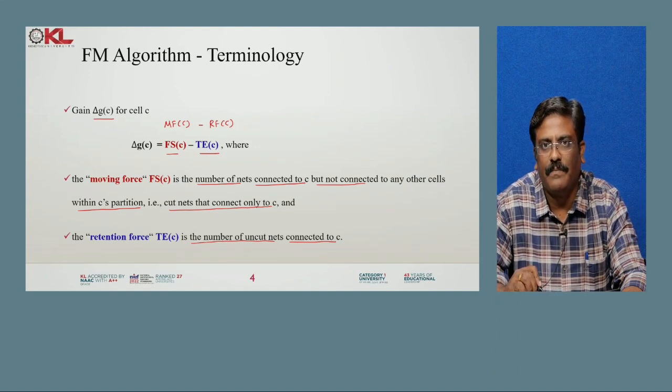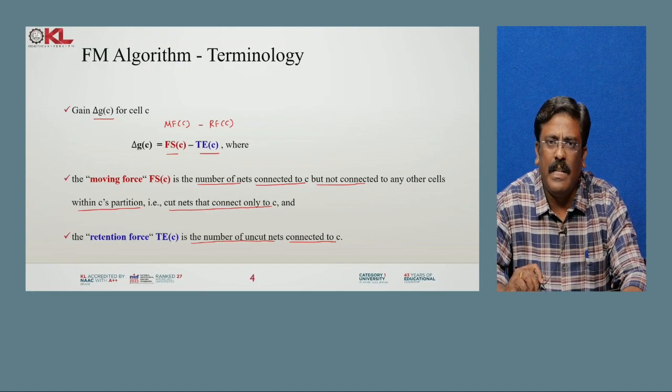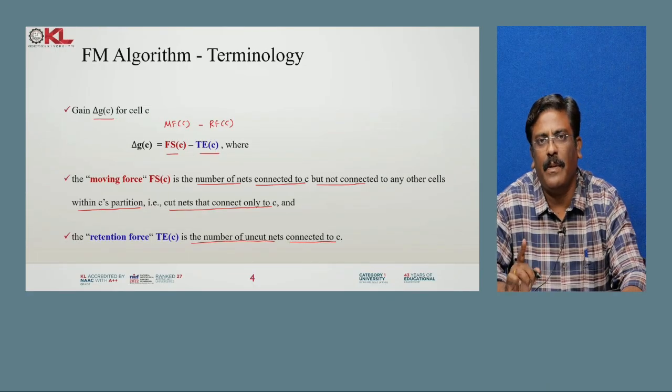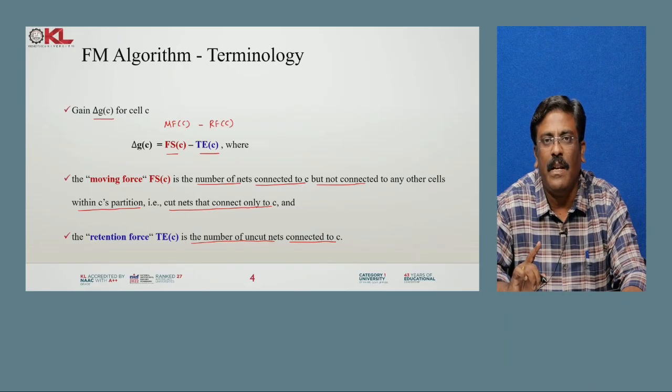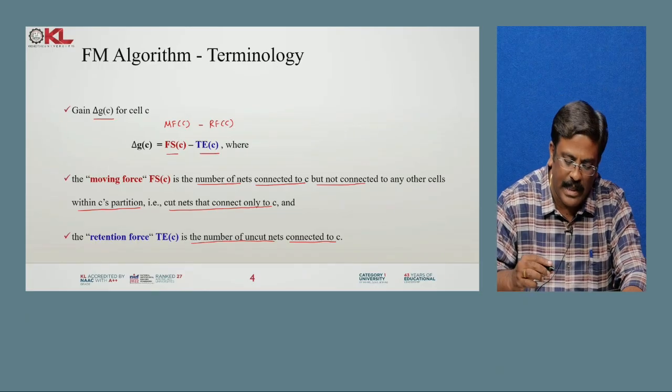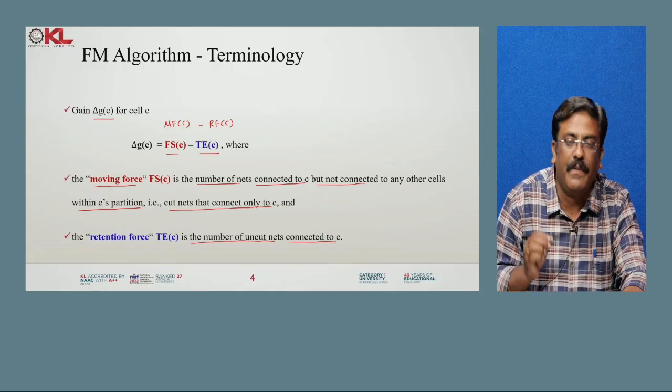So what the moving force indicates here is the benefit we can get if we move that specific cell from one partition to the other partition. We should carefully note that in the FM algorithm only a single cell is moved at a time between partitions, so no pair swapping happens here. So if I move that particular cell from one partition to another partition, what is the benefit? That is what is indicated by the moving force.